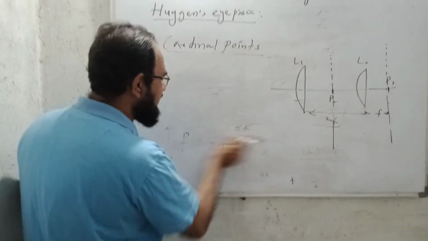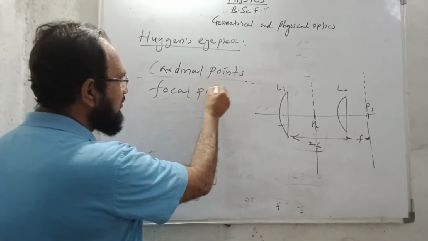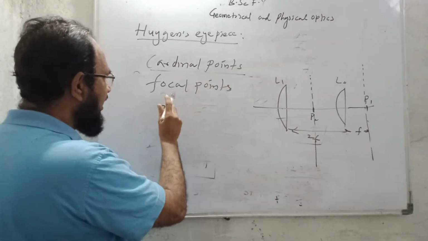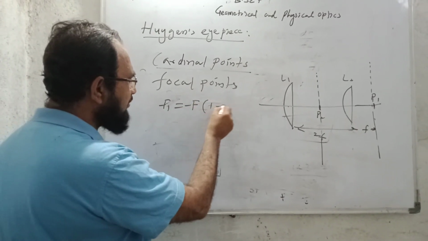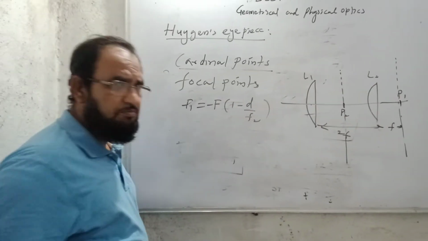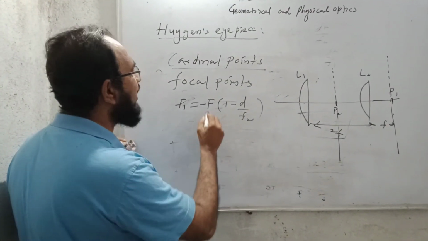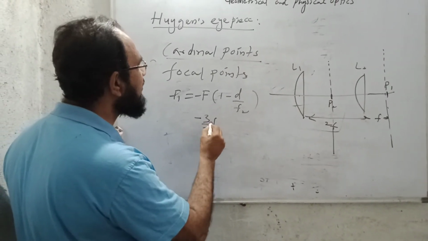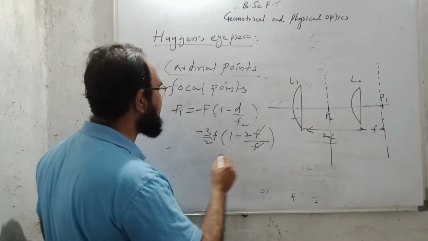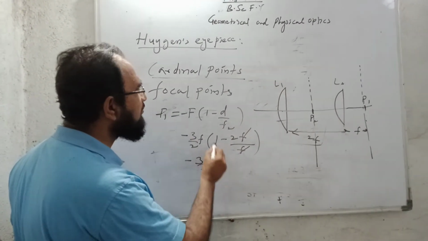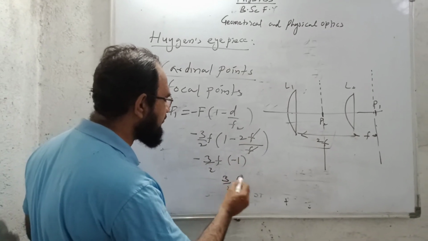To find the focal points, first focal point and the second focal point, I will use the formula as f1 is equal to minus f into 1 minus d by f2. Now I will put the values: minus 3 by 2 f, 1 minus d is 2f, and f2 is f. So here you will get minus 3 by 2 f, 1 minus 2 will be minus 1. That is equal to minus minus is plus 3 by 2 f.